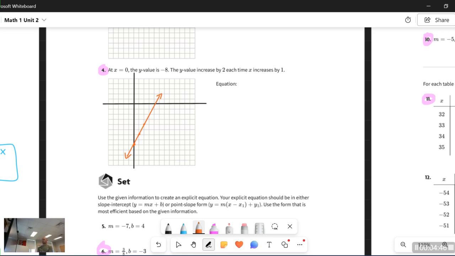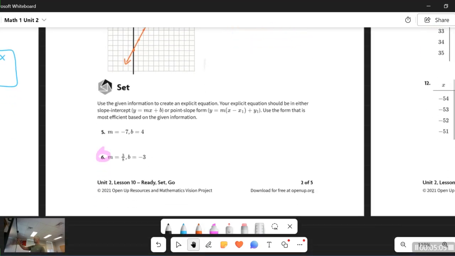To get something that looks like that, just like in our first problem that we looked at, this is going to be a y equals mx plus b. We're going to say y is equal to, we know our slope was 2 over 1, so it's just going to be 2x. And then our starting point on our y-axis was negative 8. So we plug in and go from there. Awesome. All right, scrolling right on down.